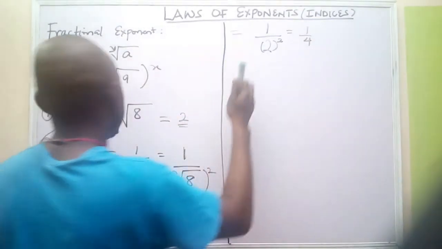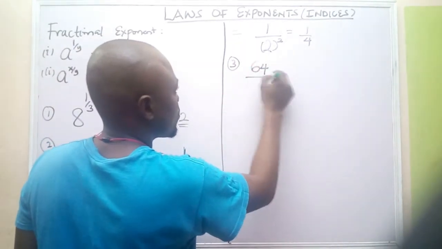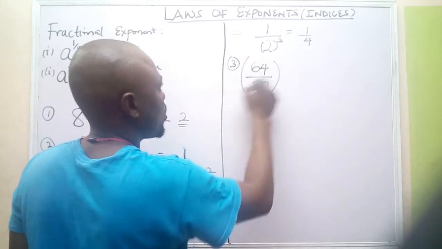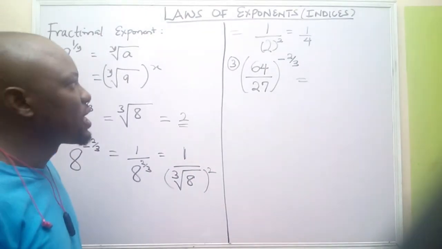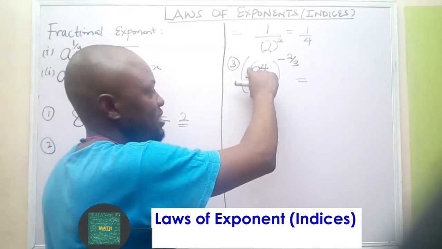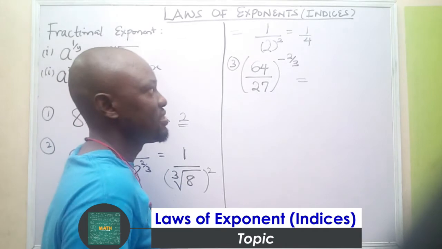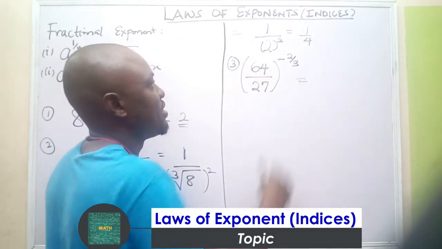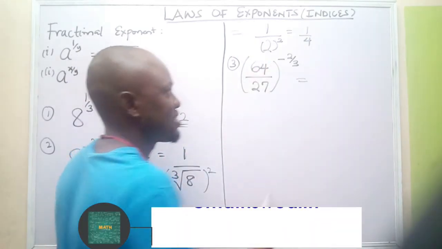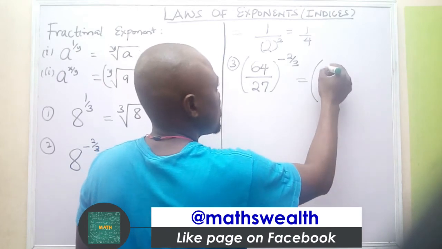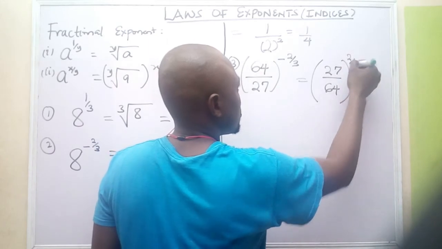Now let's take another question. Number 3. Let's say we have 64 over 27, all to the power of negative 2/3. Now, if you look at this, I have a fractional base and also a negative fractional exponent. When you have a fractional base and you have a negative exponent, the negative disappears and the fractional base becomes the inverse. So my expression becomes 27 over 64 raised to the power 2/3.